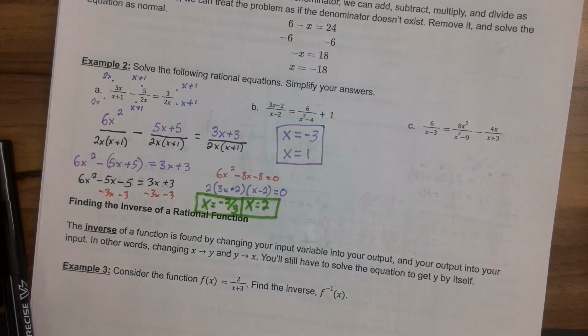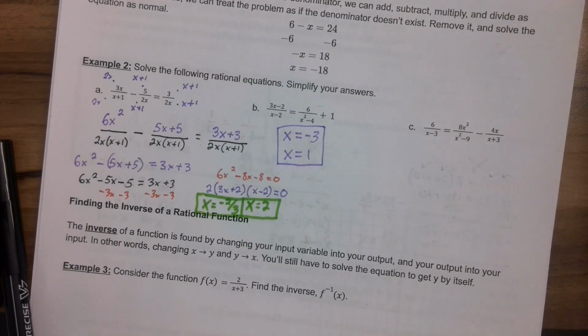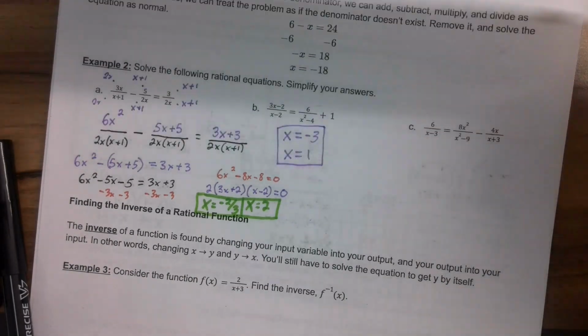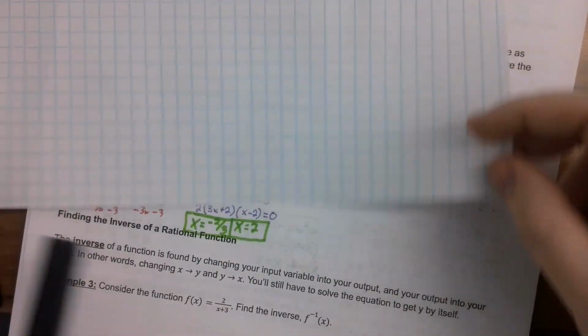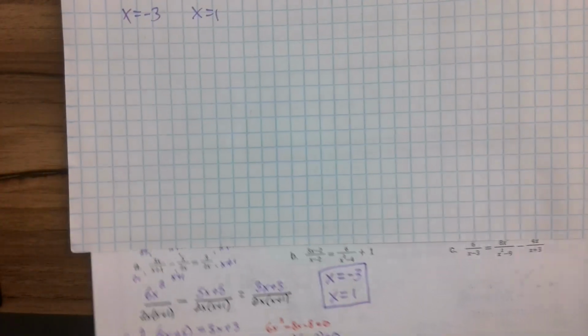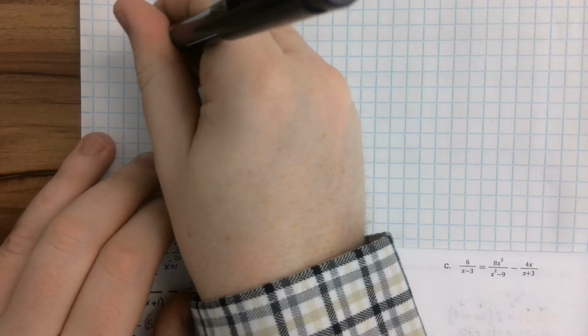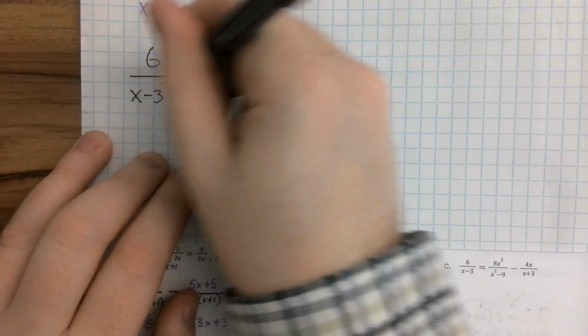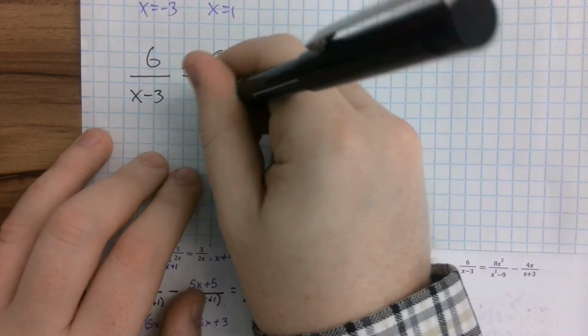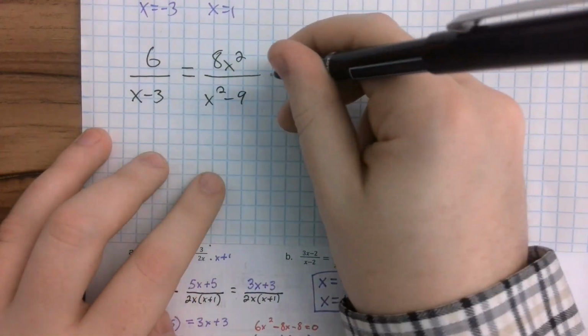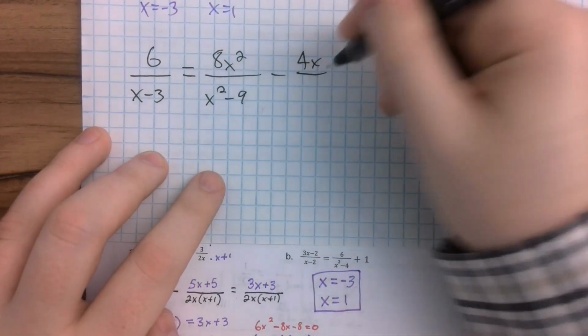Last but most certainly not least, we have problem C. Problem C is actually going to be a little bit of a quicker one, but let's see if it stays easy the entire time through. So I'm going to write this problem down so we can get started on a separate sheet of paper. This is 6 over x minus 3 equals 8x squared over x squared minus 9 minus 4x over x plus 3.